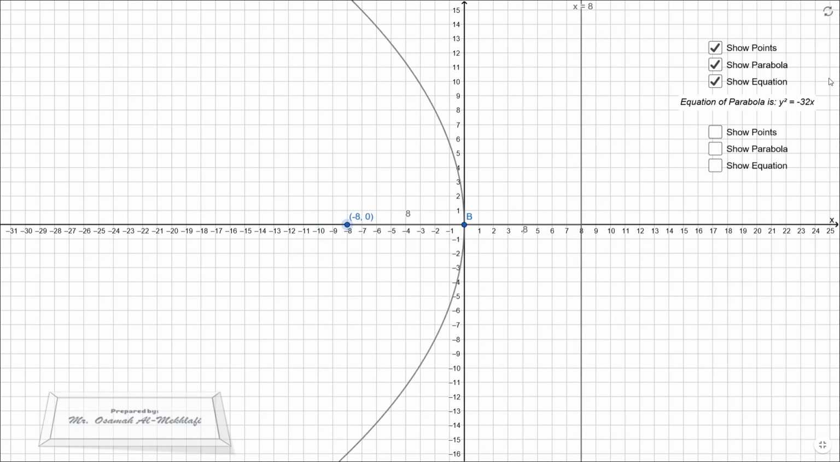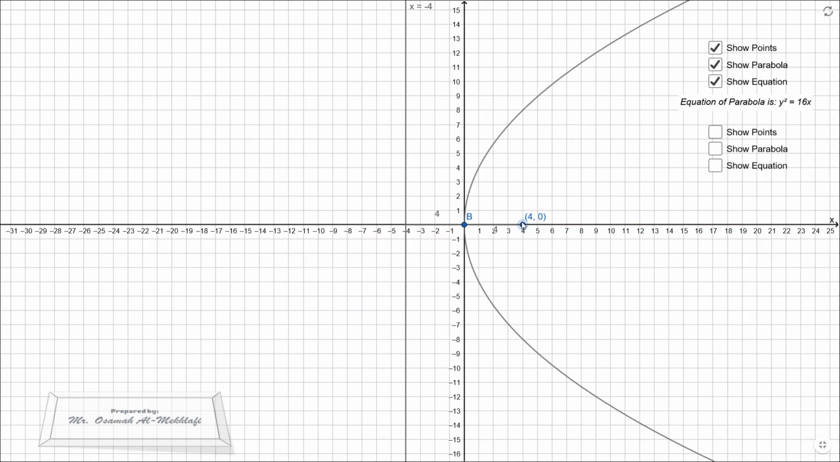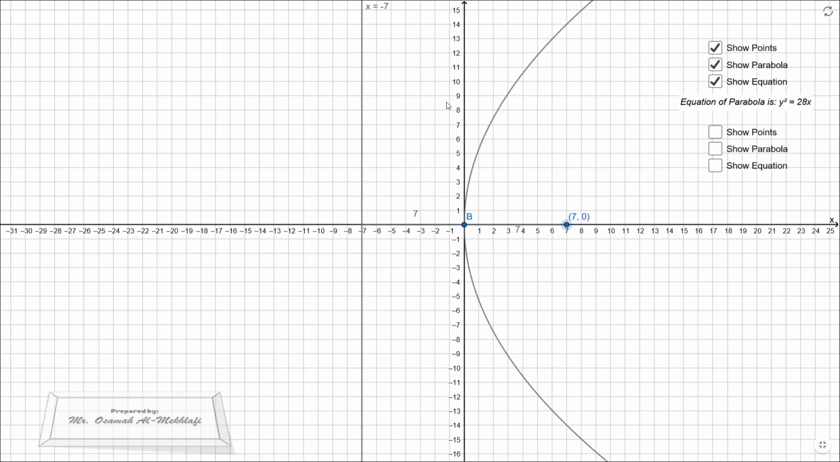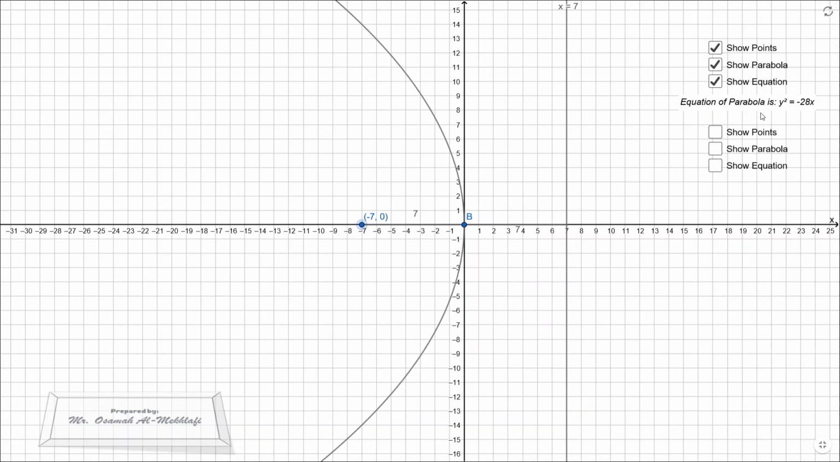In the second standard position, notice that the focus is negative, the directrix is positive. In the first standard position, the focus was positive and the directrix was negative. And the equation is always 4 times the number in the focus, not the number in the directrix. So the number is 7, 4 times 7. The number is minus 7, 4 times minus 7.